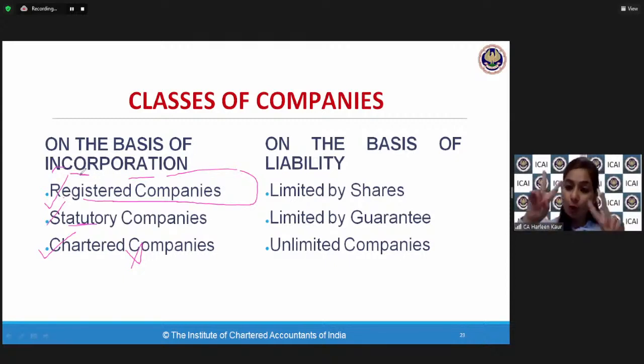So there are two broad categories. One is incorporated companies and another one are unincorporated companies. So for example, you opened up a company ABC Limited and you did not go and get its registration done. You have not got the certificate of incorporation. Then it just keeps flying like an unincorporated company. But on incorporation, it can either be registered, statutory or chartered company. Now, on the basis of liability is very, very important. Company limited by shares, by guarantee and unlimited company.